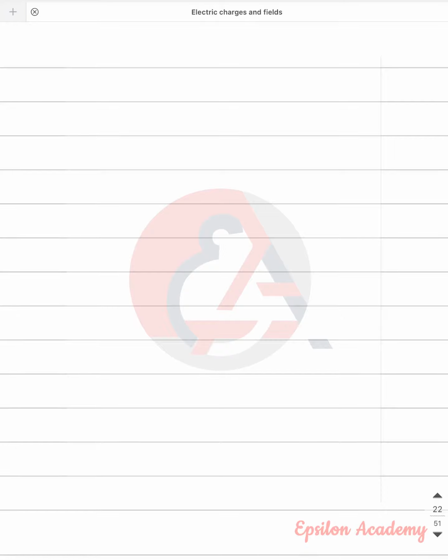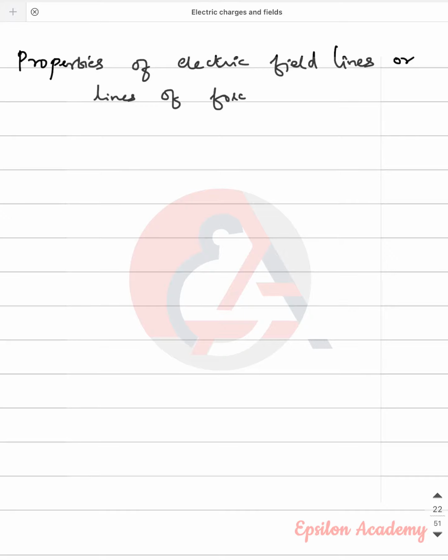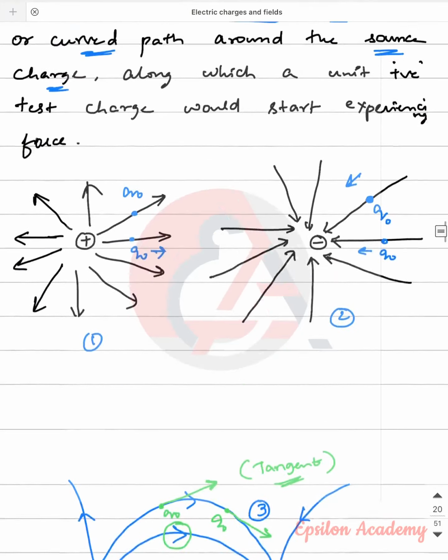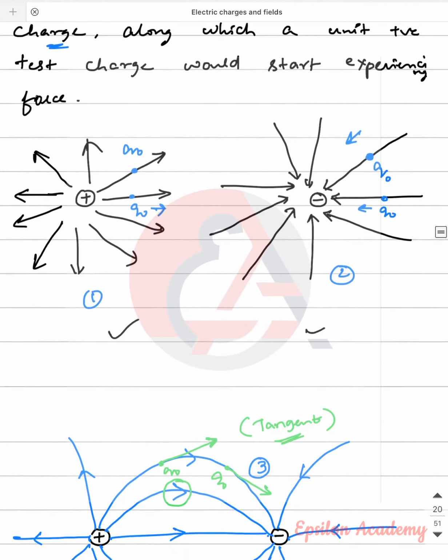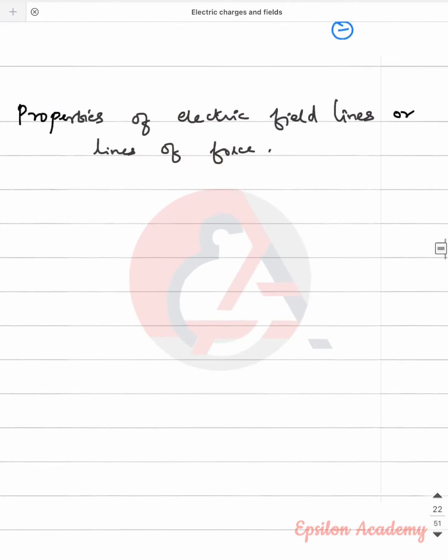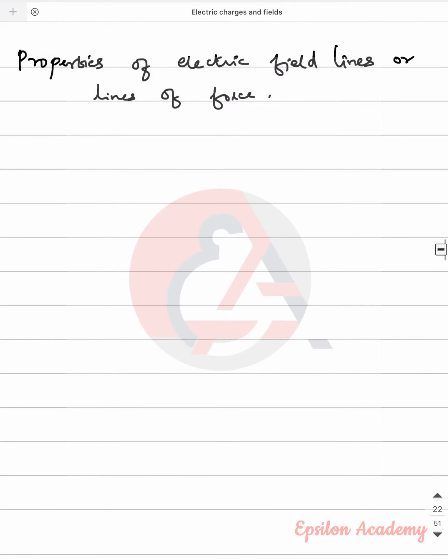The next topic is going to be properties of electric field lines or lines of force. So based on the previous topic that we discussed, that is how to draw the field lines for each charge, let's try to frame the properties that electric field lines follow.